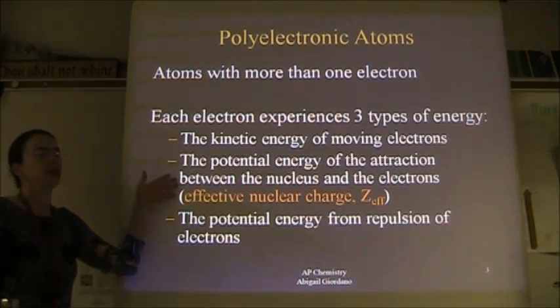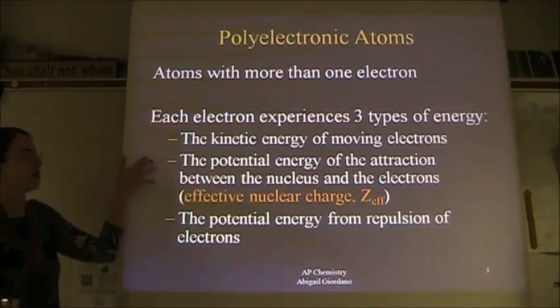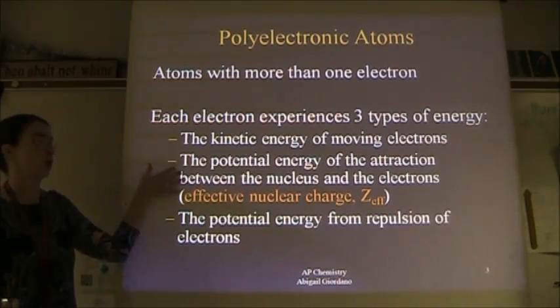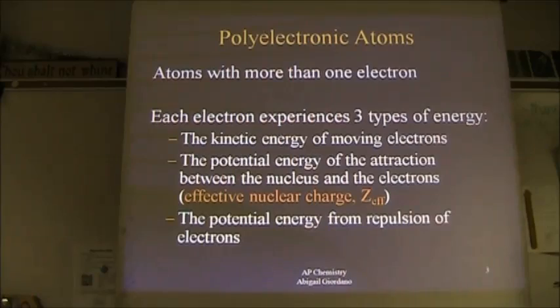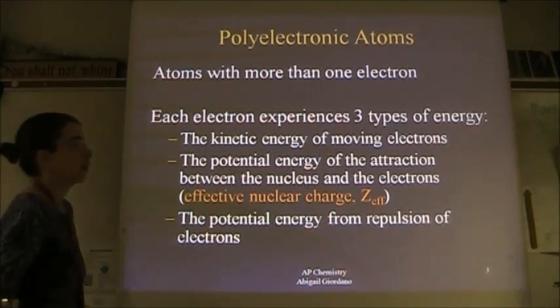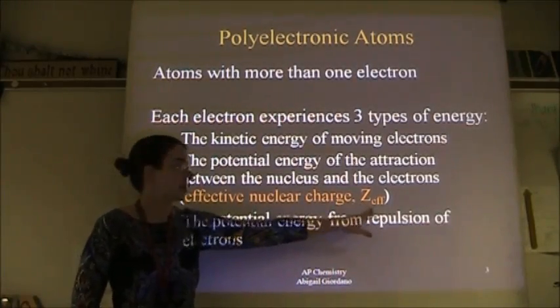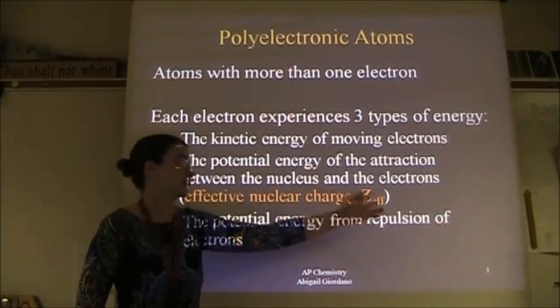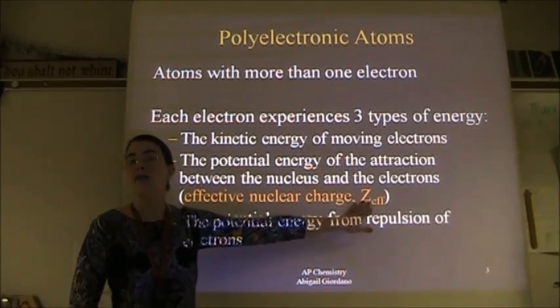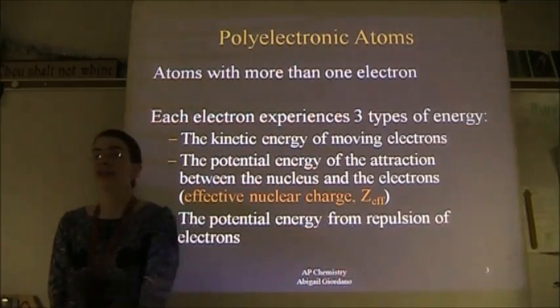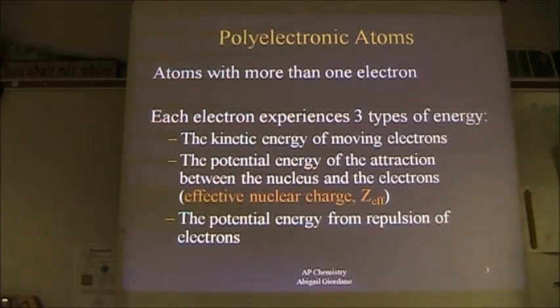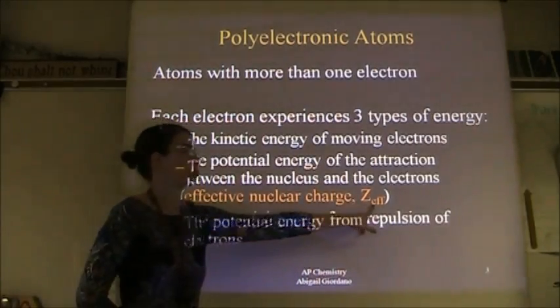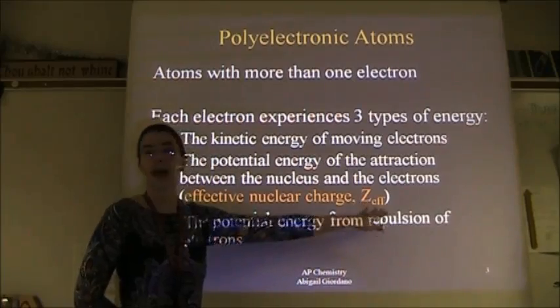But it's this potential energy in the middle. This is probably the most important one. This is the one we're going to talk about a lot today. And it has a fancy name. It's called the effective nuclear charge. This is the variable that stands for it. You have my permission: if on a test you need to use the term effective nuclear charge, you can just write that variable, Z effective.